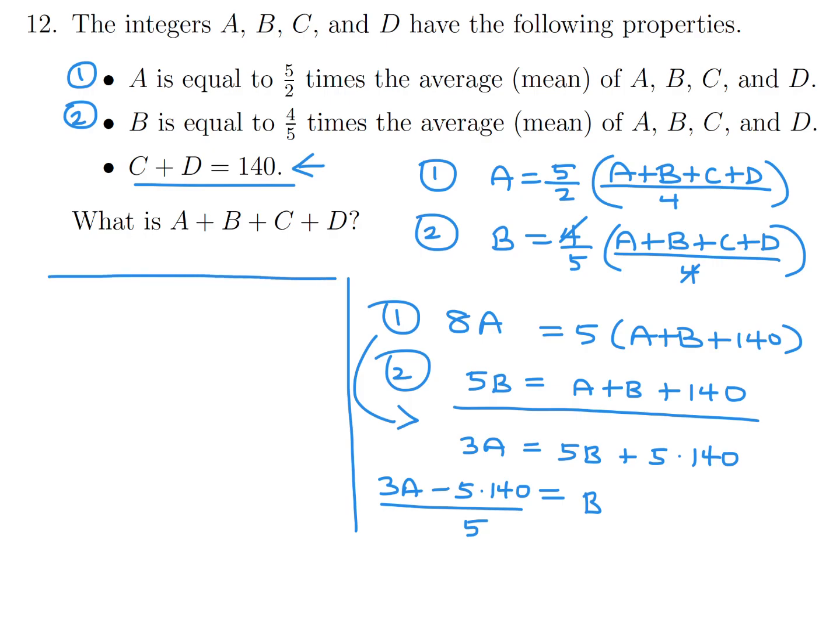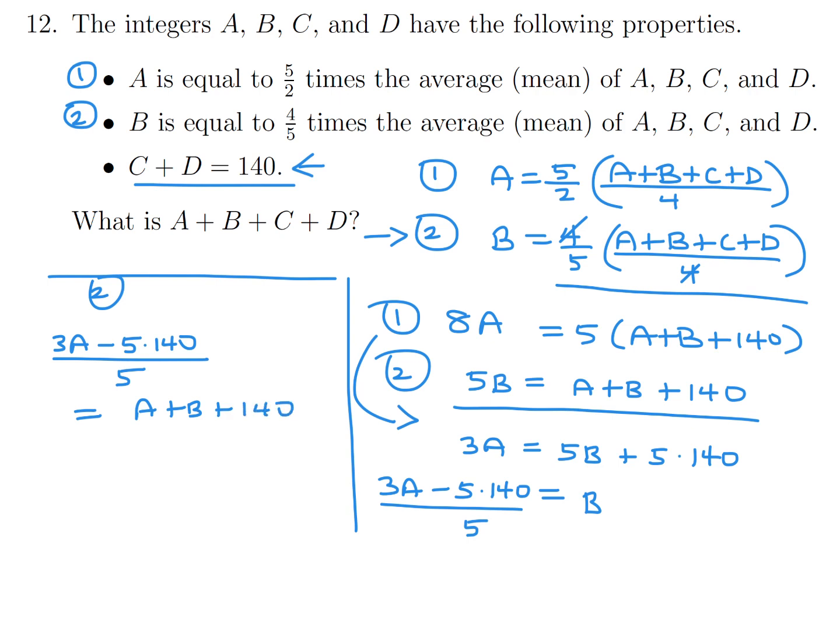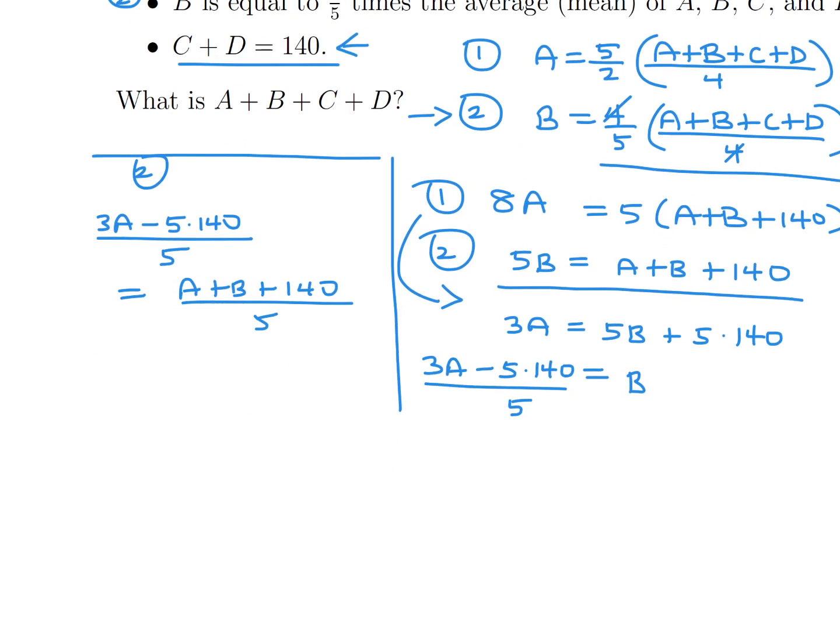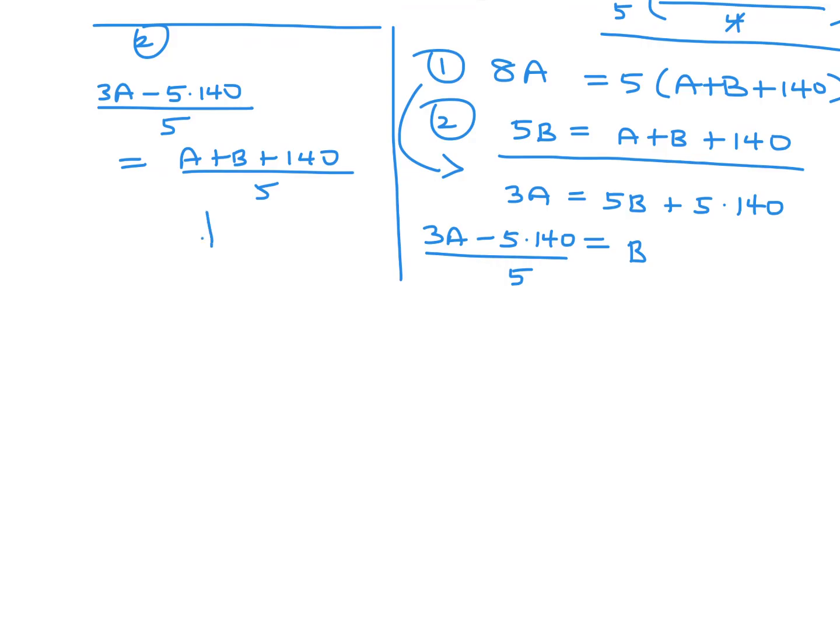And I guess I'm just going to use 2. So b is 3a minus 5 times 140 over 5. And that is equal to this guy here. So it's a plus b plus c plus d, which is 140, all over 5. So that equation is what I will use to solve. But I've got another b in there. Oh, okay. It's not as easy as I initially thought.